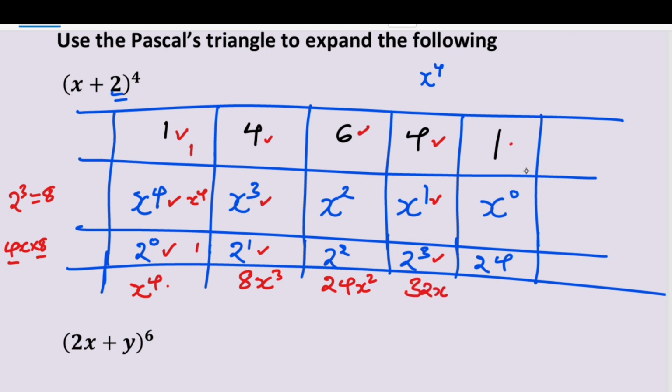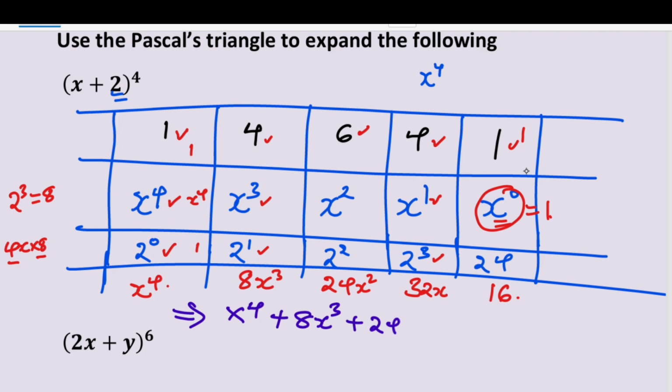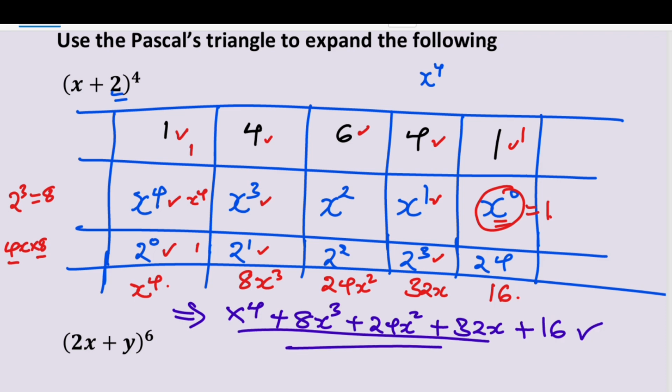Then finally, when we're talking about the coefficient of 1, the last one is 1 times x raised to power 0. A number raised to power 0 is 1. So this x raised to power 0 becomes 1, because any number raised to power 0 is 1. Then 2 raised to power 4 is 16. So it is going to be 1 times 1 times 16. And this one gives us 16. The final answer therefore will be x raised to power 4 plus 8x cubed plus 24x squared plus 32x plus 16. This becomes the correct expansion of that binomial.